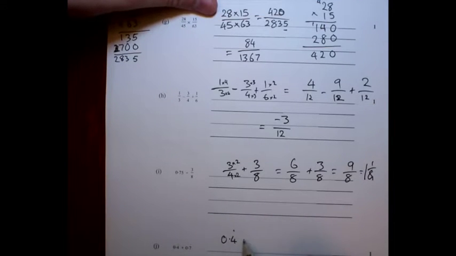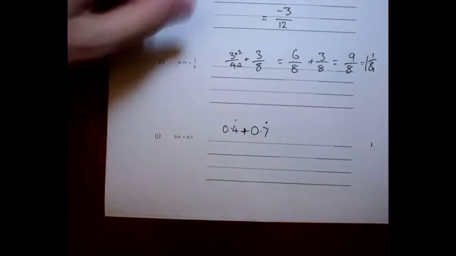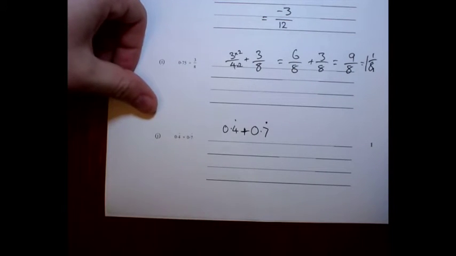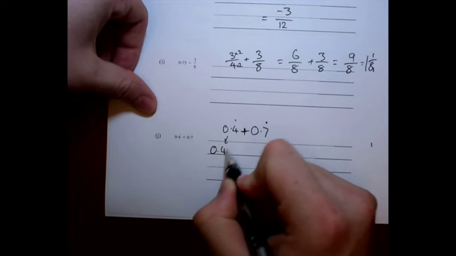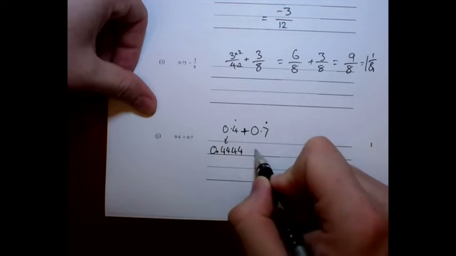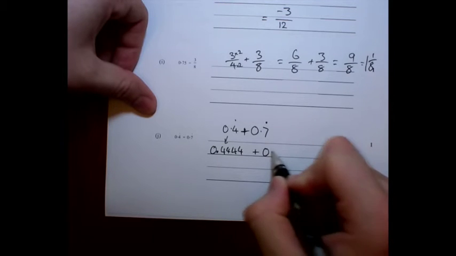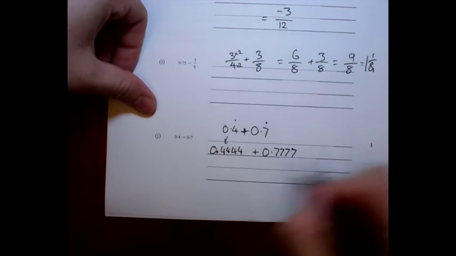0.4 repeating plus 0.7 repeating. Now, I find the easiest way to do these repeatings is to do an approximation of each of them. So this is approximately 0.4444, and of course it continues on, and we add that to 0.7777, and of course that continues on, but we're just approximating them for now.